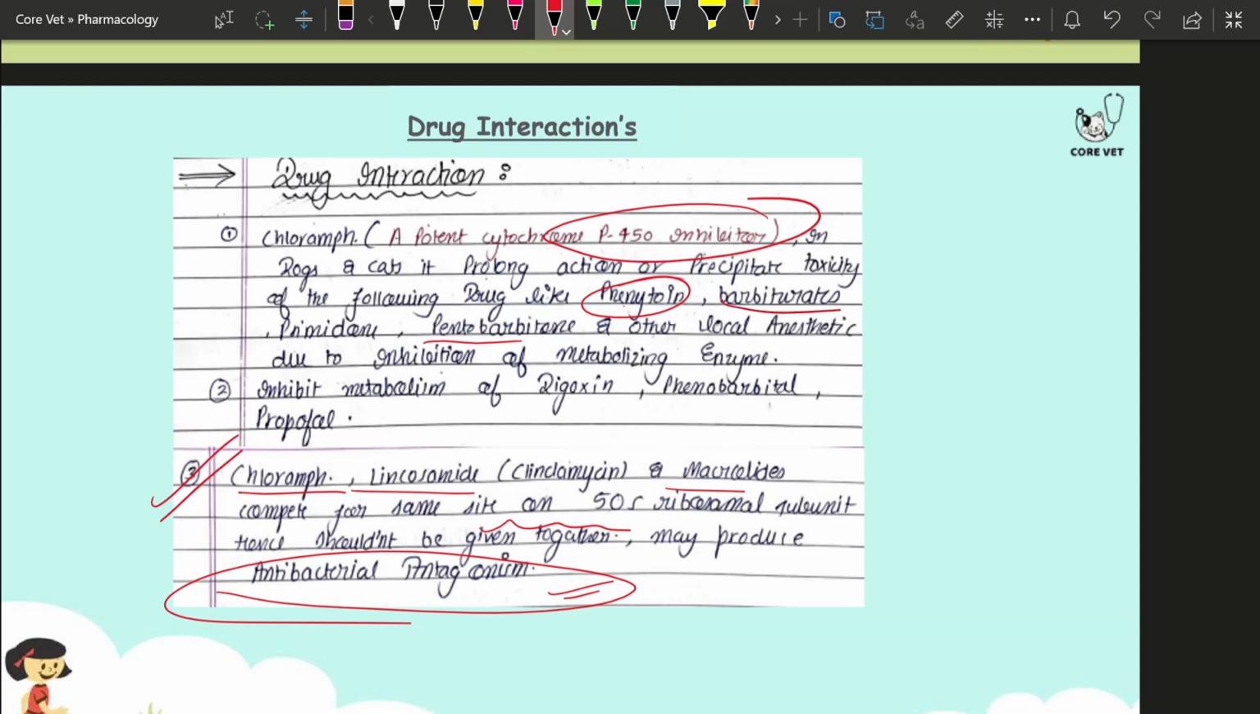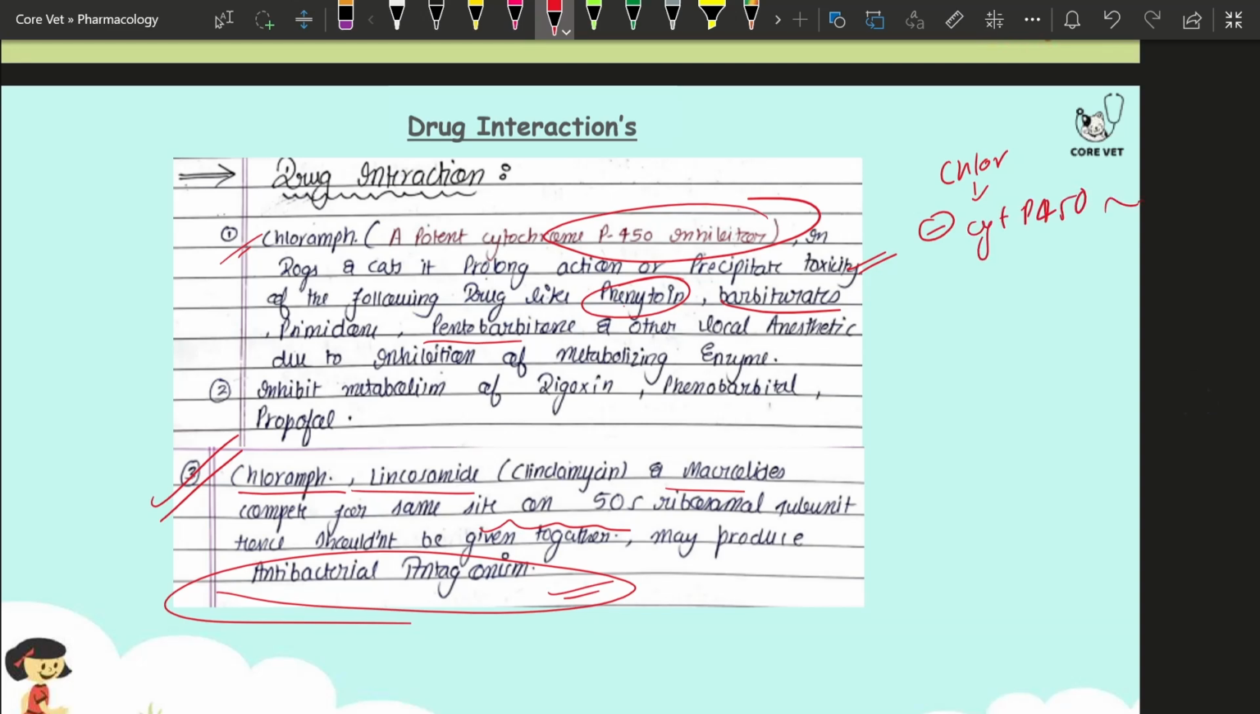The excretion of the barbiturates will all be inhibited, right? And it may lead to the toxicity of those following drugs whose metabolism is going to be inhibited due to the action of the chloramphenicol. See what the chloramphenicol is doing. Chloramphenicol is inhibiting the cytochrome P450, right?